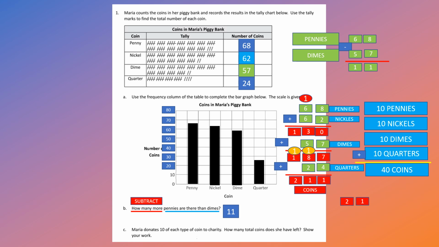If I hold up one finger and try to take away 4 fingers, I can't, which means I need to borrow. Okay, so I'll go over to the hundreds place, and that 2 is going to become a 1. And the 1 in the tens place is going to become an 11. Now I can subtract. What's 11 minus 4? That's right, it's 7. And 1 minus 0, good, 1. So that means that she has 171 coins left.